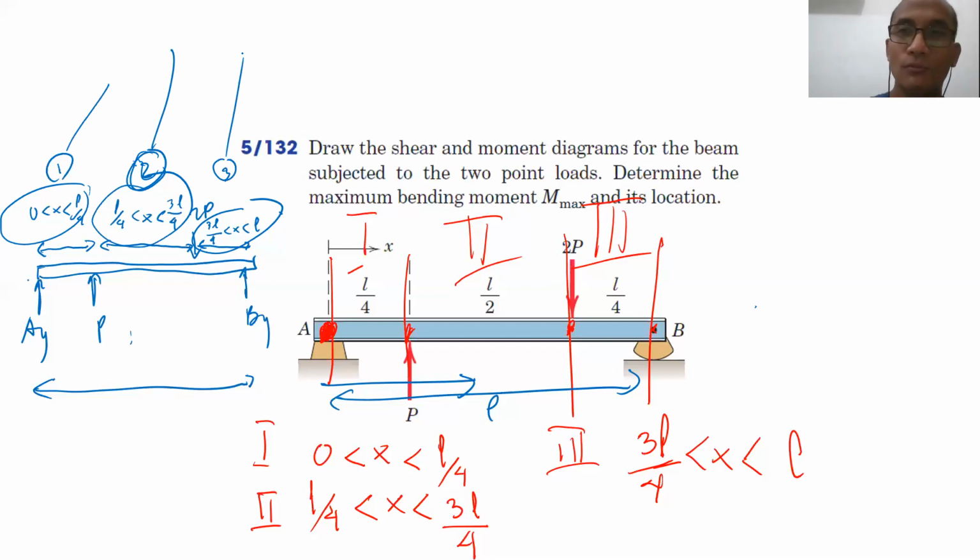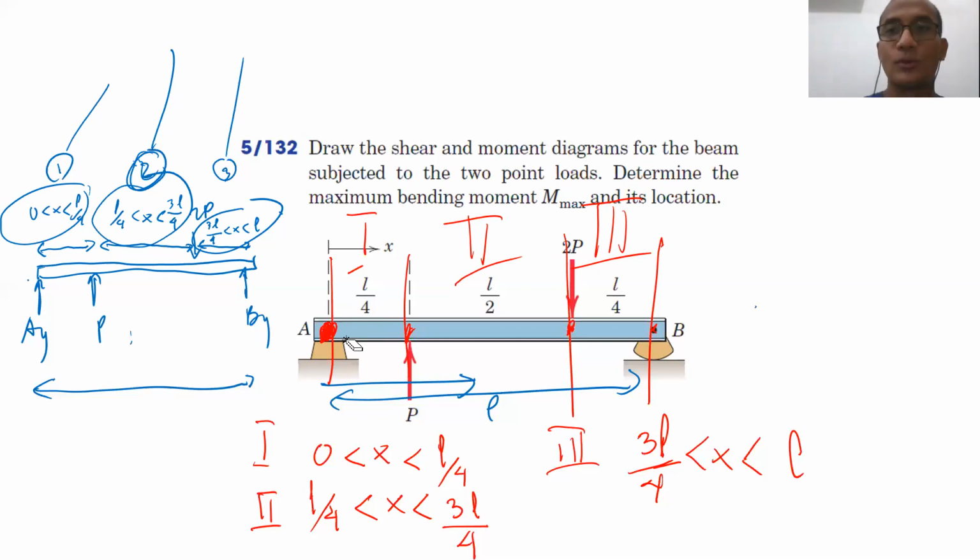So for example, I want to find the equation for region number 1, so for x between 0 and L/4. In that case, what I can do is cut anywhere from here to here, wherever you want, as long as it's in between 0 and L/4. As long as the x is between 0 and L/4.